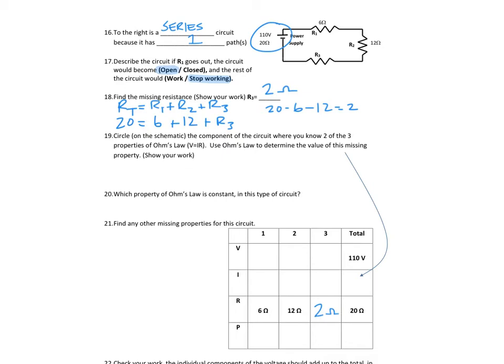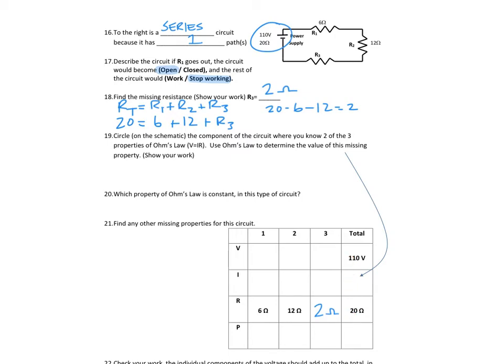Okay, and then number 19 says determine the value of the missing property where this arrow is pointing. So if I follow this arrow down here, it wants me to find total current, because this is an area where I know 2 out of the 3 components of Ohm's law. I know voltage and I know resistance.